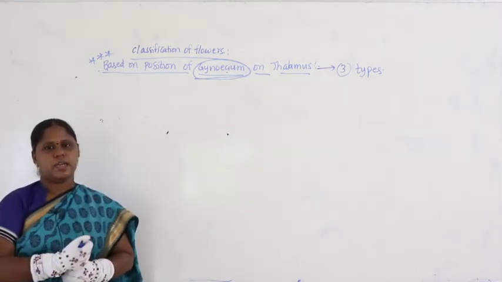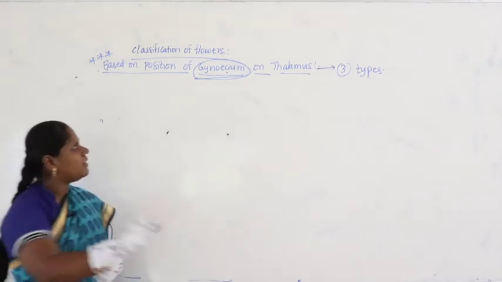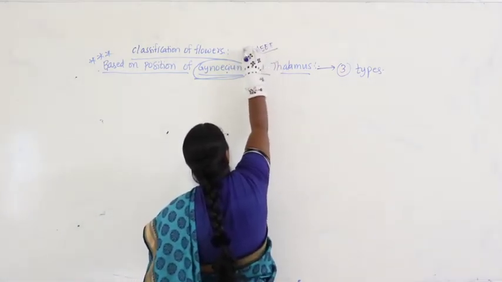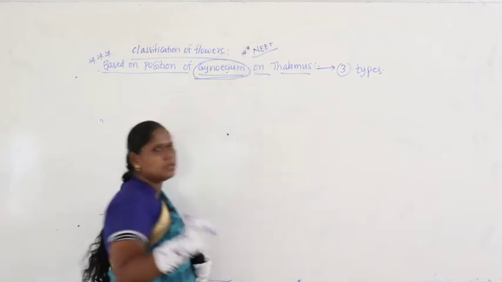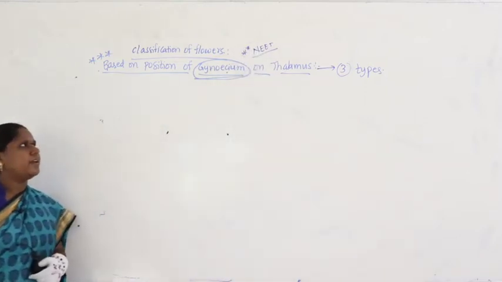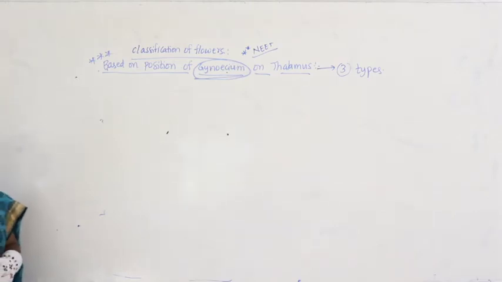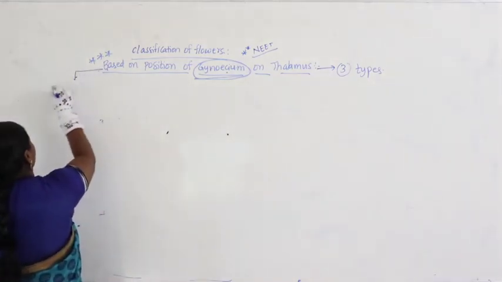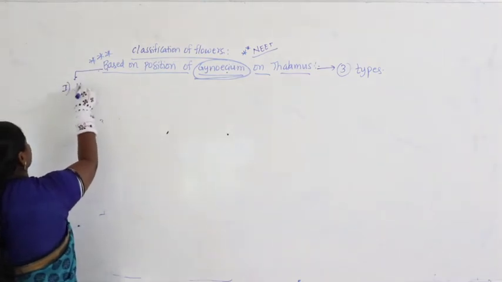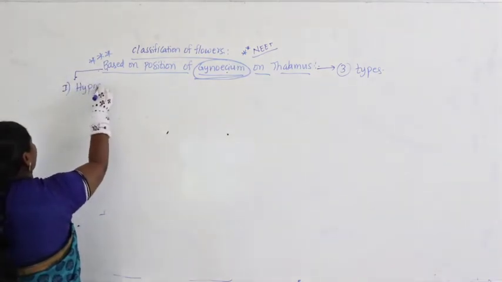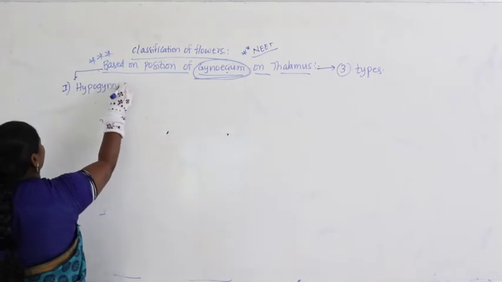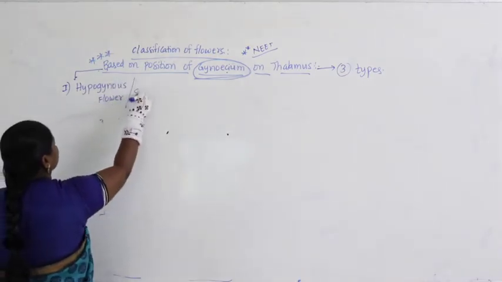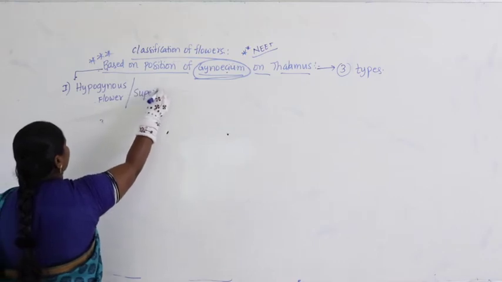The concept is very important. Final NEET, we have a question from this classification. Most of the times we get the question from this. So, we get a question in the final NEET paper. Let us concentrate on all the 3 types. What are they? Let us take the first category as hypogynous flower, or it is also called as superior ovary.